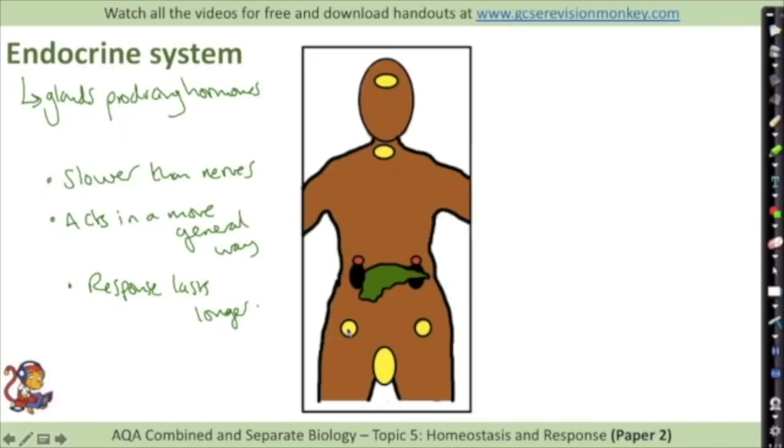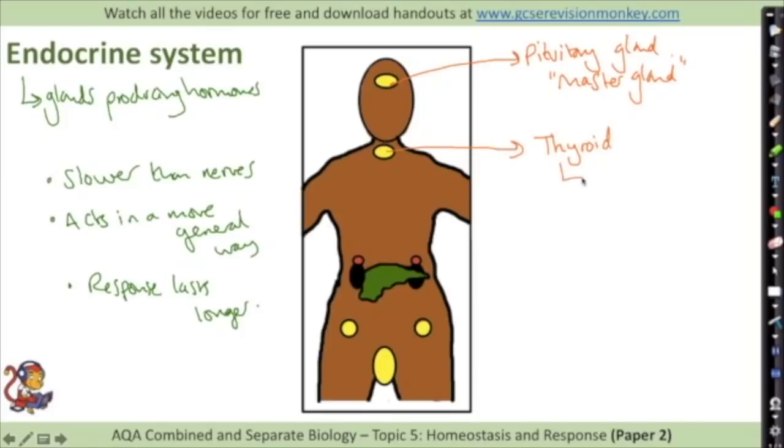Now there are several endocrine glands that you need to be aware of. The most important one here in your head is called the pituitary gland, and that has a nickname, the master gland, because it is often responsible for switching on and off other endocrine glands in your body. The one in your throat here is called the thyroid gland. That produces a hormone called thyroxine. The pituitary gland produces lots of hormones that we'll talk about later as well.